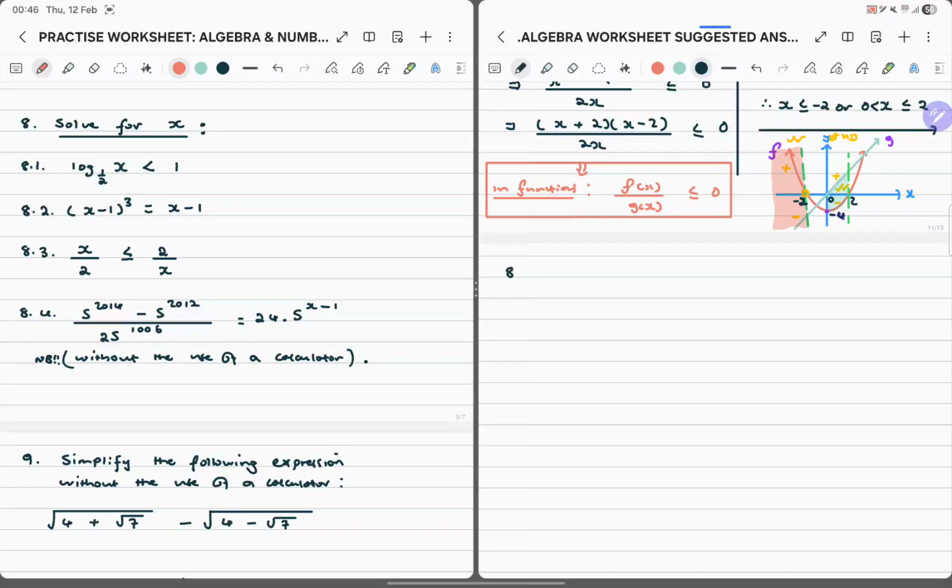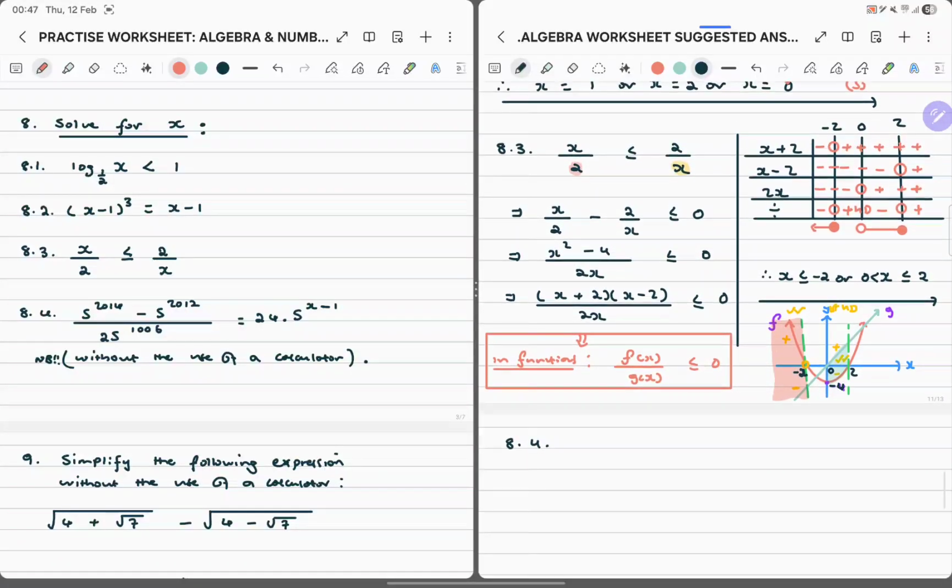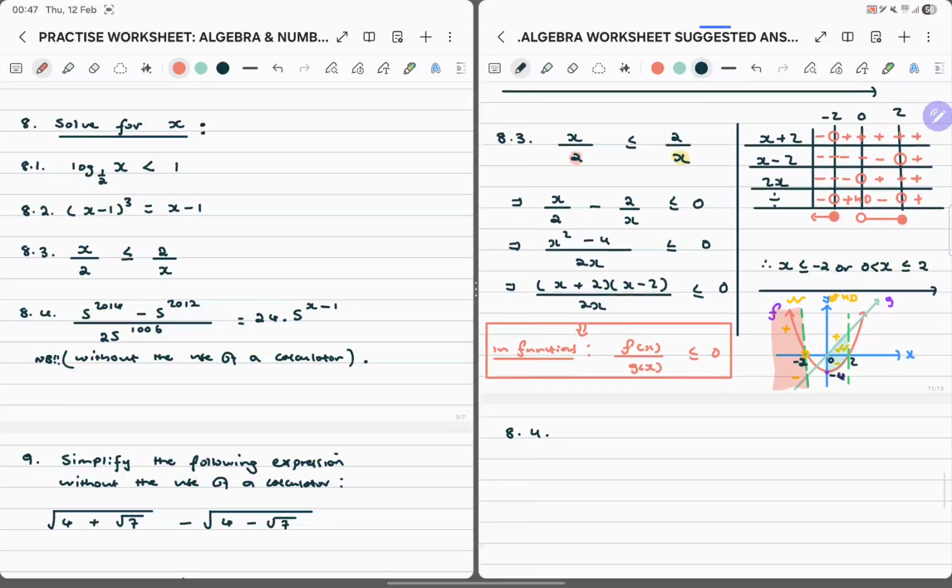Anyway, folks, let's get to 8.4. This time I'm not going to mark that one. It's an absolute waste of time. But all I can tell you is that this is mark worthy. And the solutions. Okay, 3 marks.